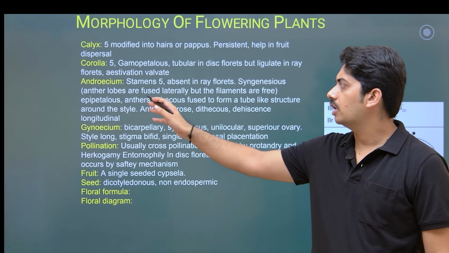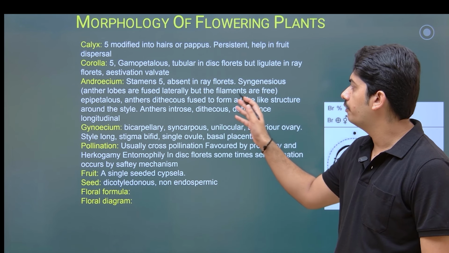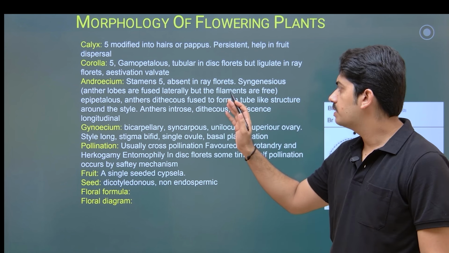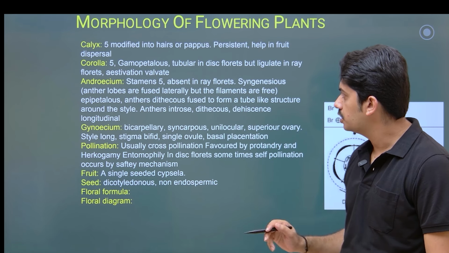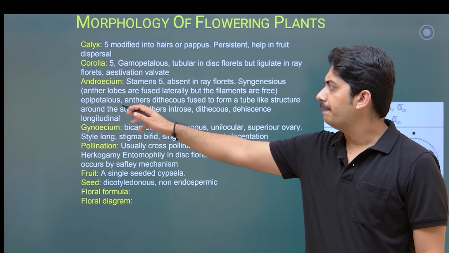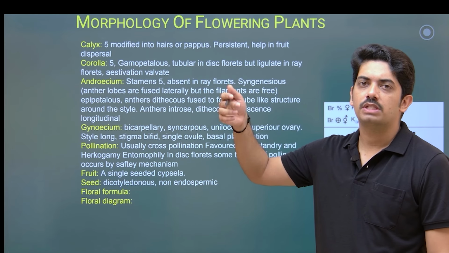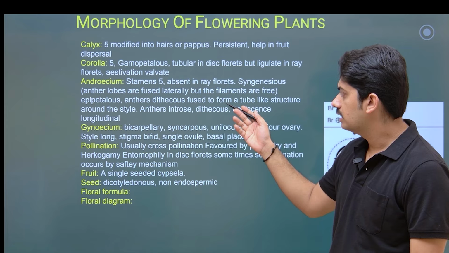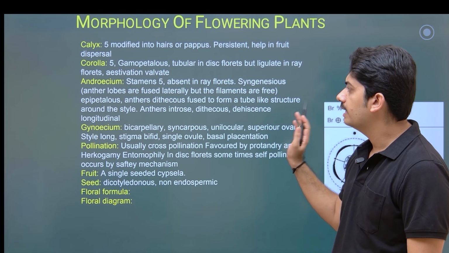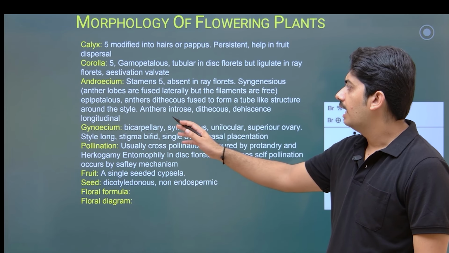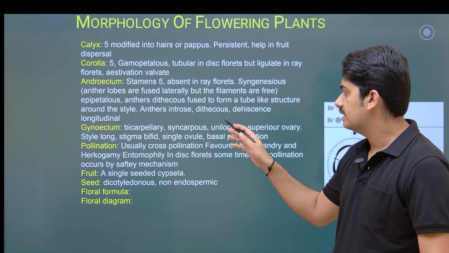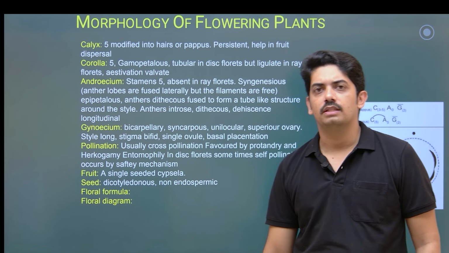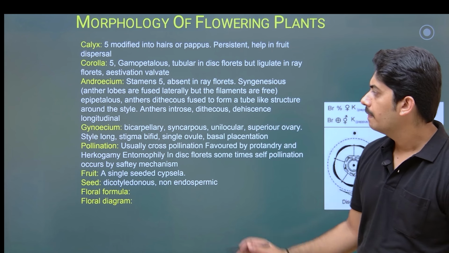Syngenesious, anther lobes are fused laterally to form a tube. So filaments are free, anthers are fused, that is syngenesious condition. Epipetalous, that means stamens are originating from the petal. Anthers dithecous, this we know. Then tube-like structure around the style. Anthers introrse, towards the inside. Dithecous, dehiscence is longitudinal. These are the common terms.